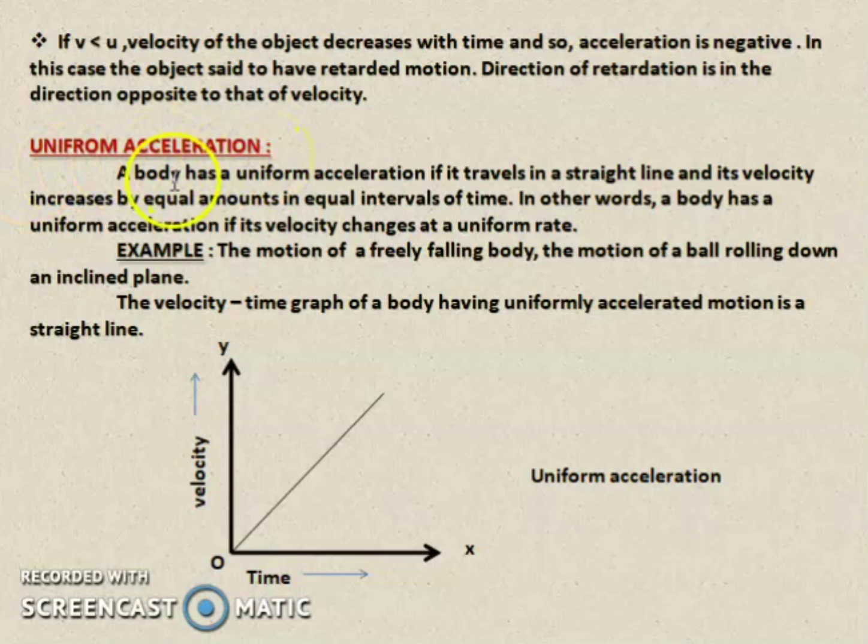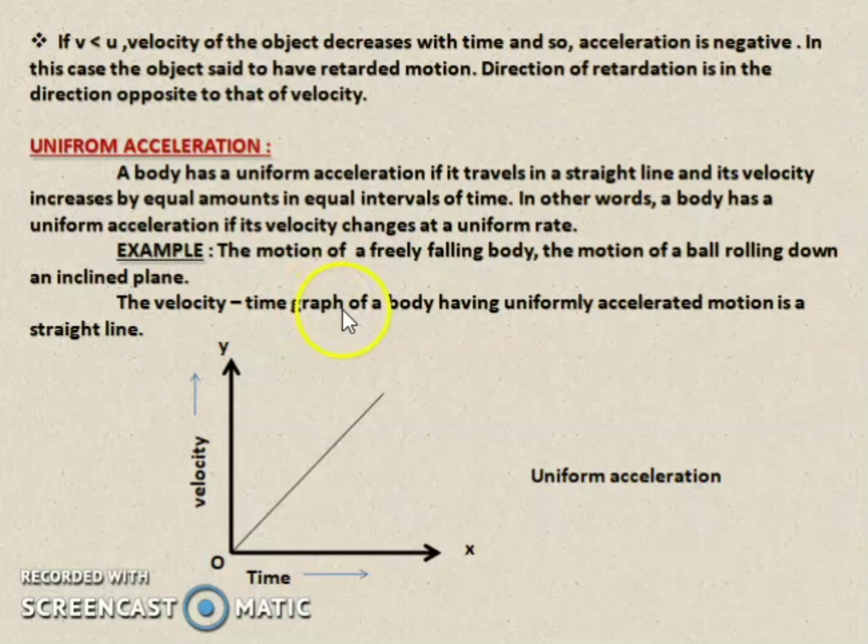Uniform acceleration. A body has a uniform acceleration if it travels in a straight line and its velocity increases by equal amounts in equal intervals of time. In other words, a body has a uniform acceleration if its velocity changes at a uniform rate. Examples: the motion of a free-falling body, the motion of a ball rolling down an inclined plane.